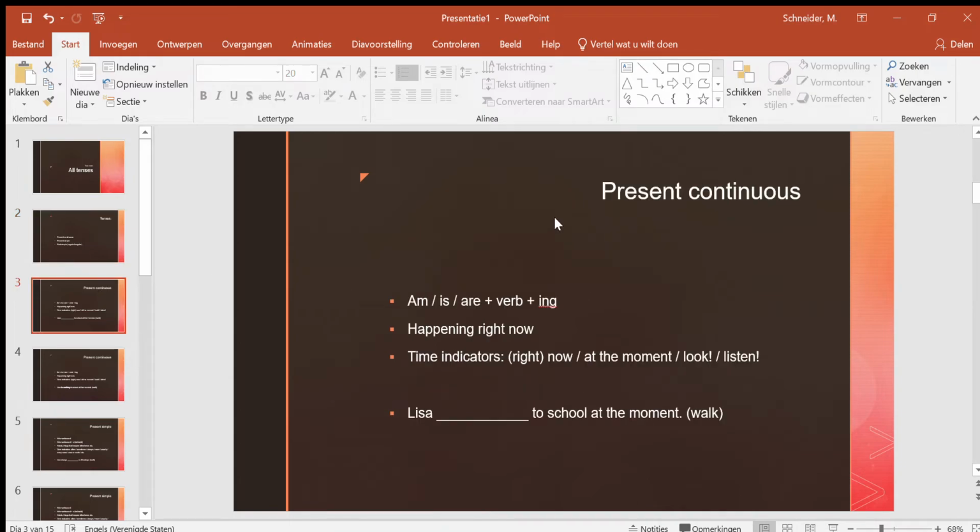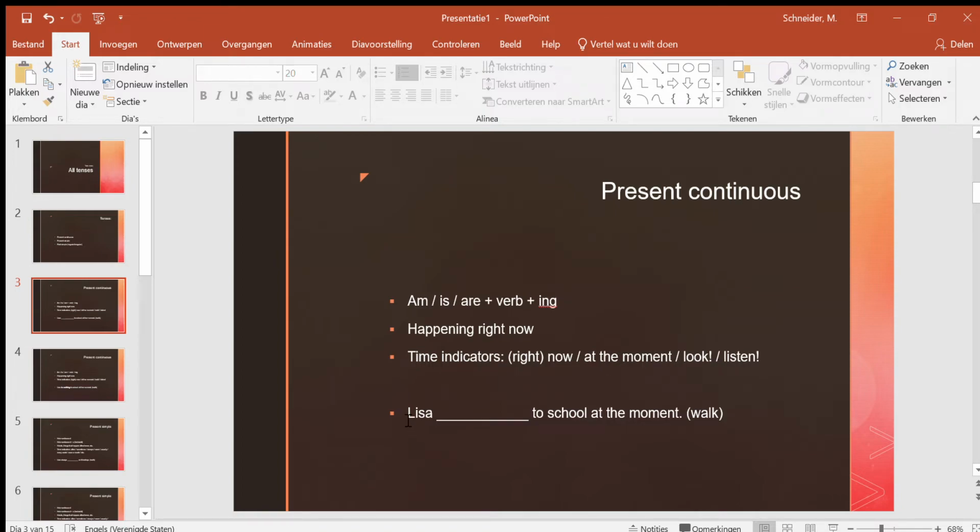So when we have the present continuous, we create that by using am, is, and are. Then we do the verb plus ing. Present continuous, we use that when something is happening right now at this moment. And time indicators that are in sentences in which you have to use the present continuous are now or right now, at the moment, look and listen.